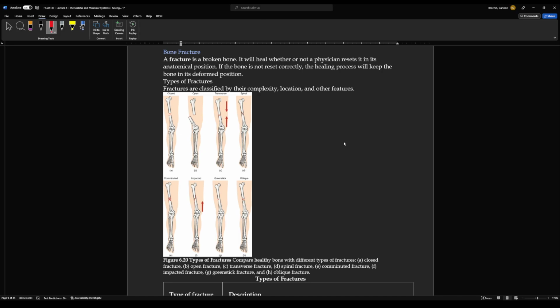So oblique and green stick fractures, those two guys tend to be more associated with kids, green stick especially, because bone has a lot more collagen. So in kids, bone's a little bit more bendy. So a green stick fracture, you're much, much more likely to see happen in a child.